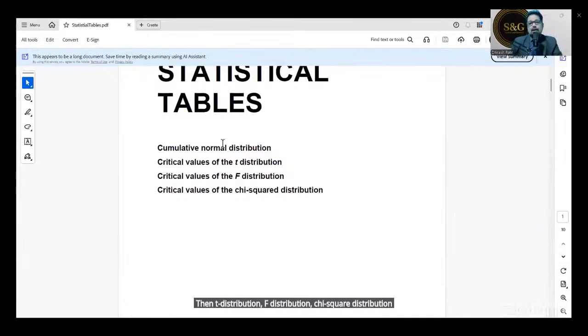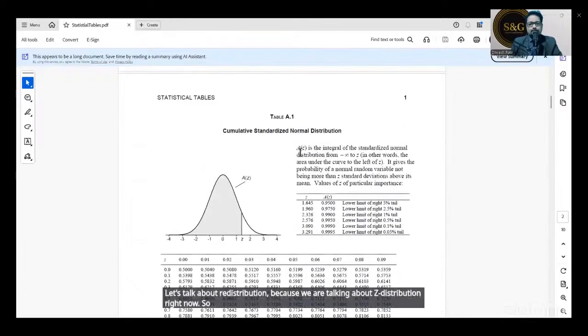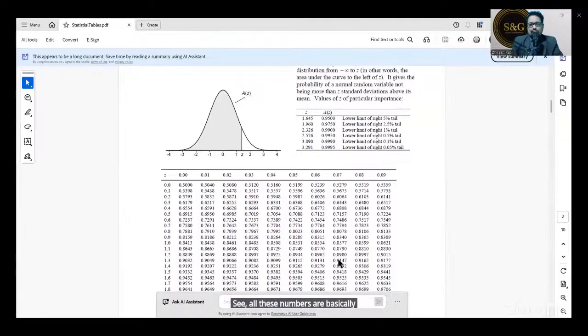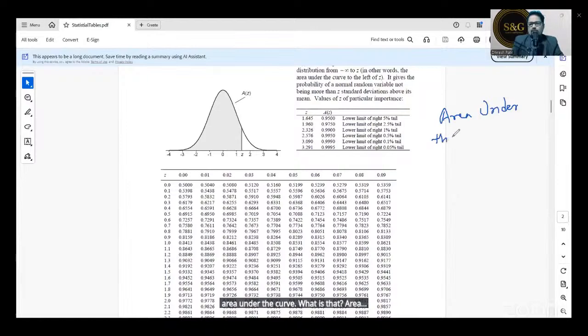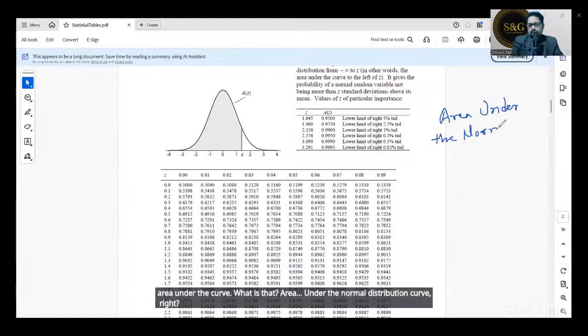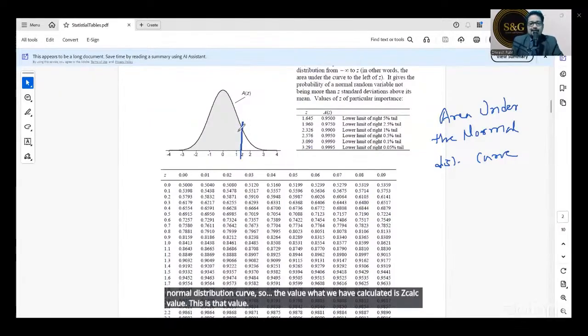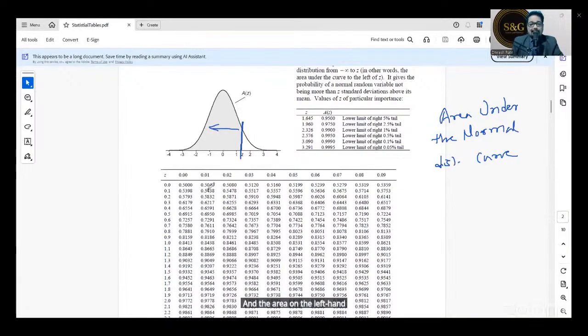So we'll understand it later. Let's talk about Z distribution because we are talking about Z distribution right now. Just scroll down, and here you will find this. Now, see, all these numbers are basically calculated with the formula of area under the curve. What is that? Area under the normal distribution curve, right? The value we have calculated is the z-calc value, and the area on the left hand side of that will be calculated here.